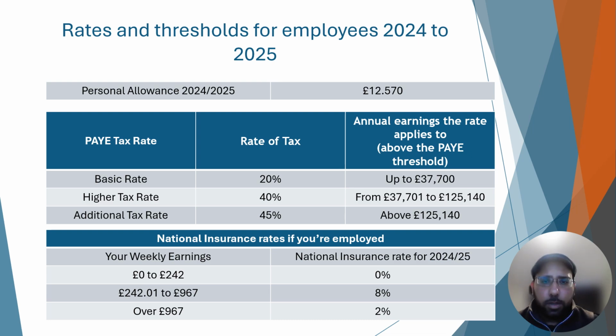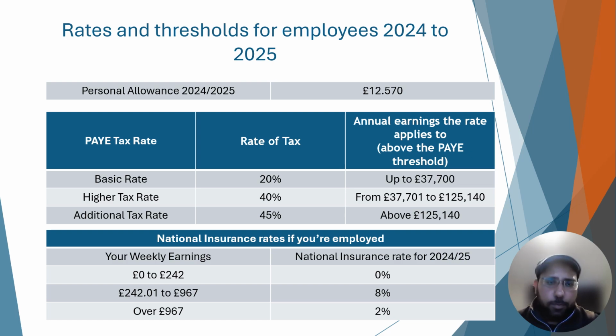Then if you earn over 37,700, you fall into the higher rate band. So every pound outside of 37,700, you will now start to be taxed at 40%. Remember, it's not your whole income which will be taxed at 40%, it's staggered. Anything you earn up to 37,700 will be 20%. If you earn anything from 37,700 up to 125,000, all of that will be at 40%. And if you're an additional rate taxpayer, anything over £125,140 will now start to accumulate 45% tax. The examples in the next slide will illustrate it more.